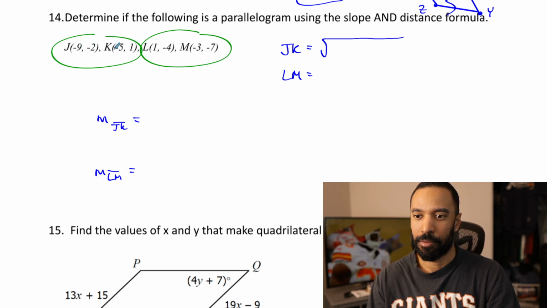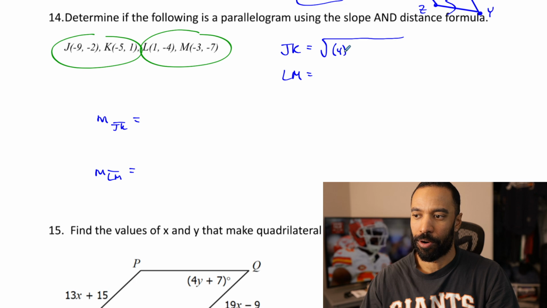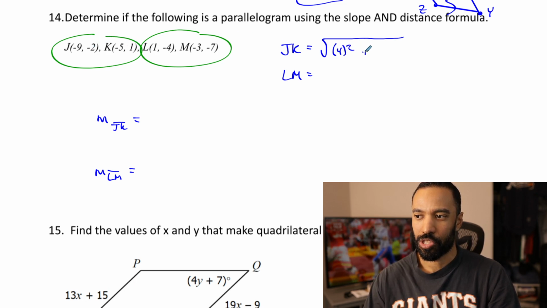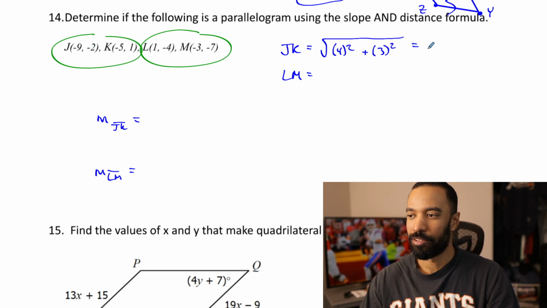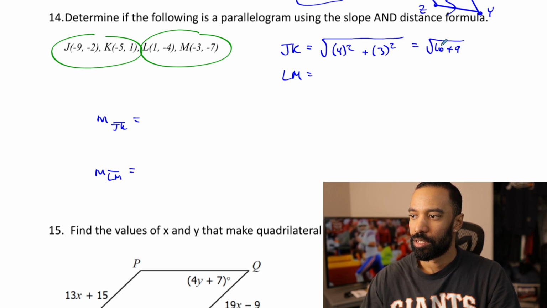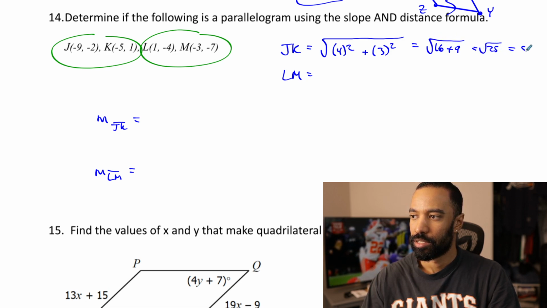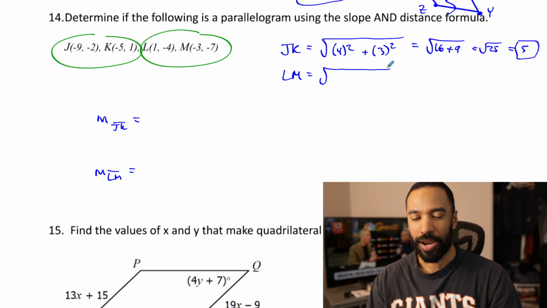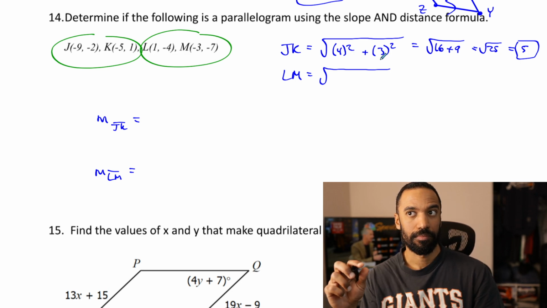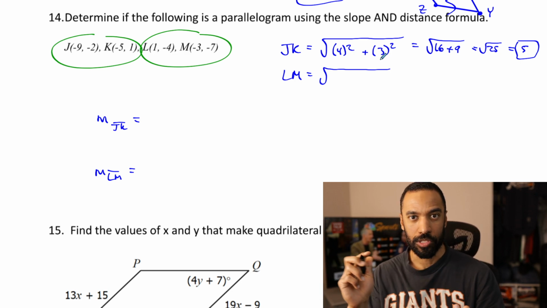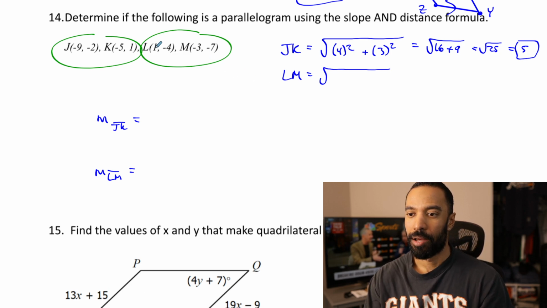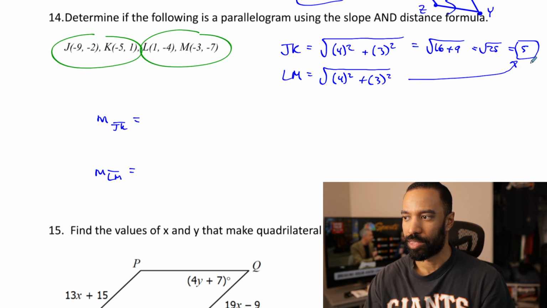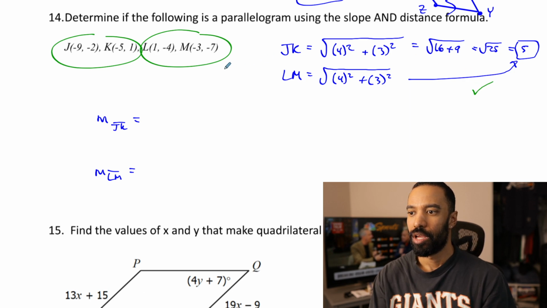So from J to K, from -9 to 5 is 4. From -2 to 1 is 3. I already know that's going to be 5. Okay, so there's that length. Now listen, if one part of this breaks, like if the lengths aren't the same, you can stop. You can say no, and you're done. From 1 to -3 is 4. From -4 to -7 is 3. So this is also going to work out as well. That's 5, right? Same stuff. Okay, lengths are the same.